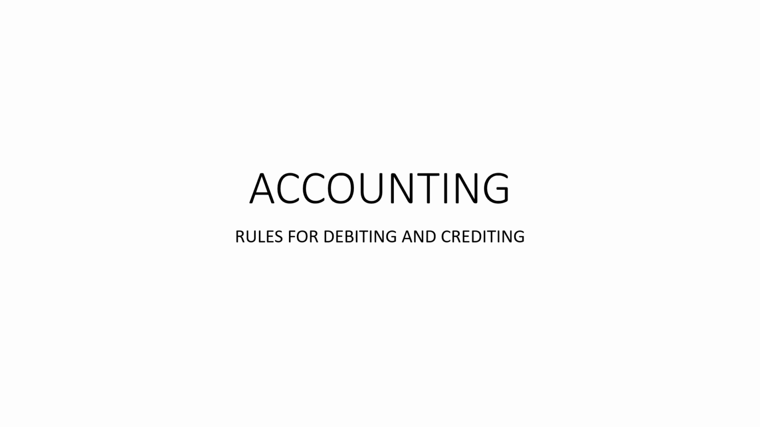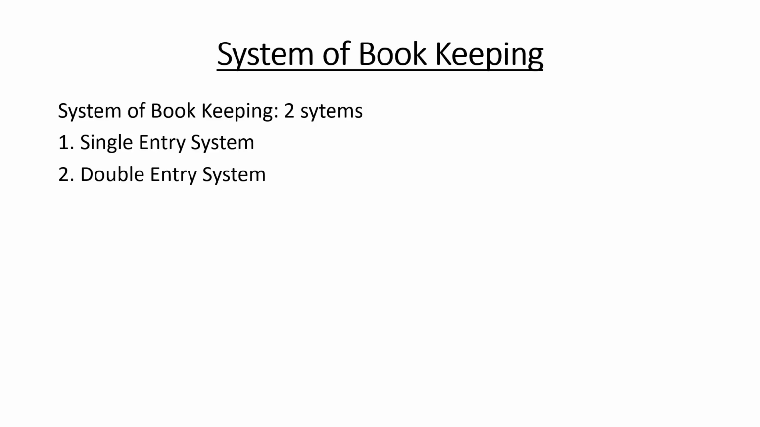When we come to the topic of rules for debiting and crediting, you should know the system of bookkeeping. Generally, there are two systems of bookkeeping: the single entry system and the double entry system. The single entry system is an incomplete double entry, developed by some small business houses for their convenience, and they keep only some essential records.